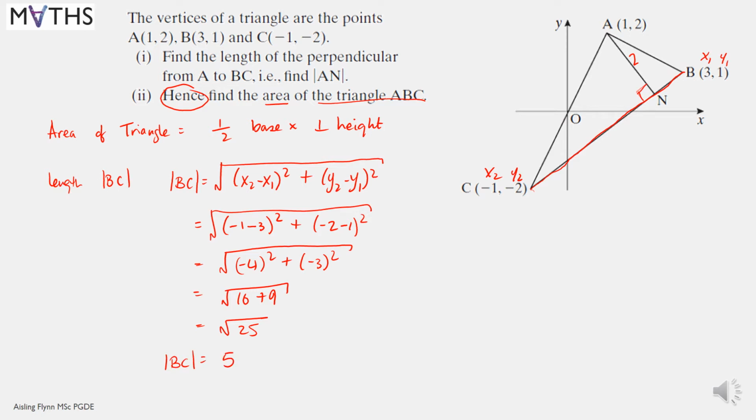Okay, but that wasn't the question. The question said the area of the triangle, which is half the base by the perpendicular height, so it'll be half times 5, and we found the height in the previous question, which is 2, so it's half of 10. So the area of the triangle is 5 square units.